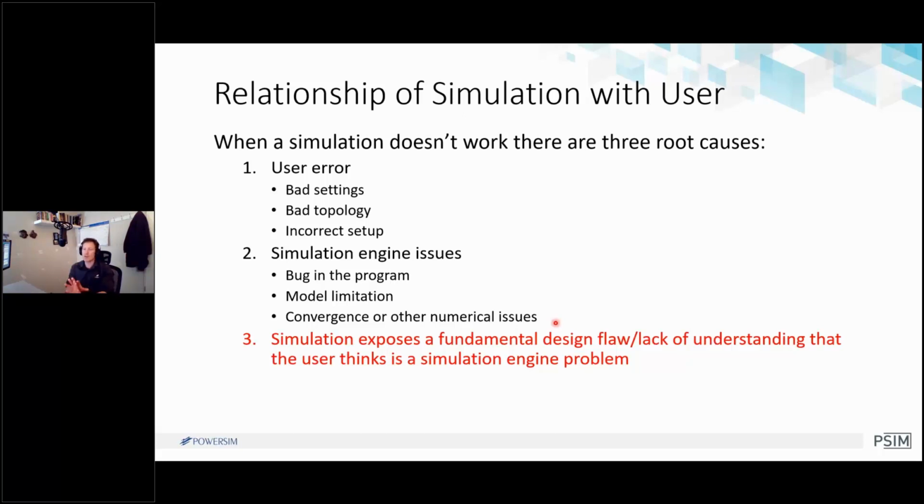PSIM does a simultaneous solve of the power stage. So those sorts of convergence problems don't exist with PSIM.